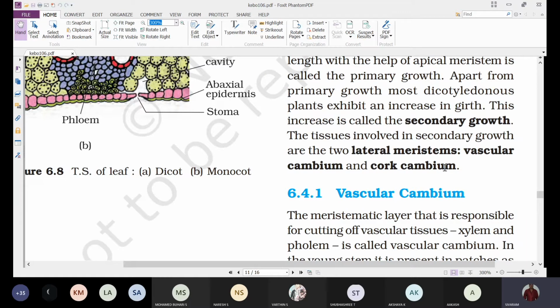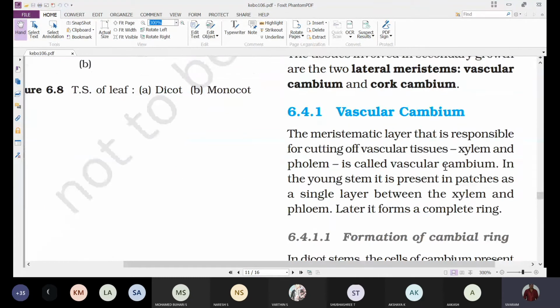That is, interfascicular cambium and intrafascicular cambium. These are the two, and another one is the cork cambium. So vascular cambium and cork cambium, these are the two major tissues mainly responsible for secondary growth. We'll discuss one by one how they are involved in the formation of secondary growth. So first we'll go with the vascular cambium.